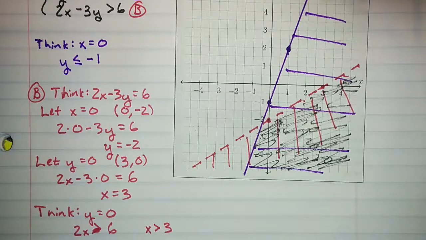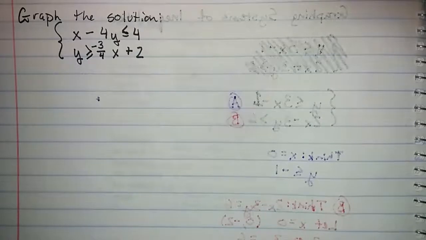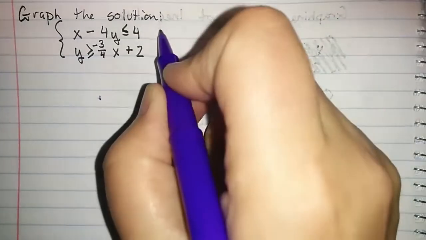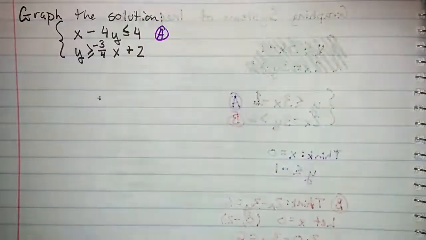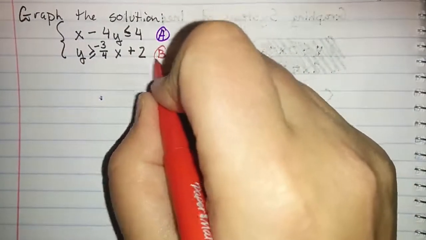I'm going to give you one of these to try. Graph the solution to the system. x minus 4y is less than 4, and y is greater than or equal to negative 3/4 x plus 2. Pause the video and try this now. Okay, again, just so I can see what I'm going to do, I'm going to label these A and B.